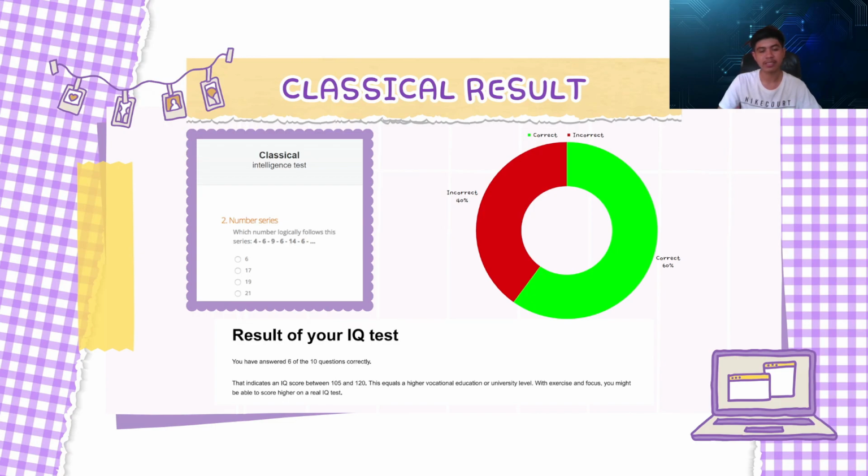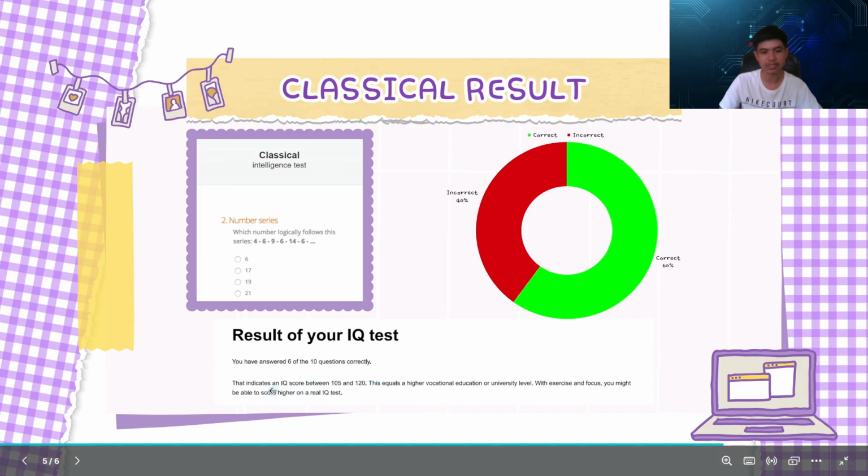On the next one, we have the classical result. It consists of different categories and it has 10 questions. For the 10 questions, I got 6 correct answers and 4 of those are incorrect. The 4 incorrect answers are about number series, figure series, syllogism, and the last one is the definition of a word. So those 4 are the incorrect responses that I made. For the result, it indicates that my IQ score is between 105 and 120 according to the classical result.